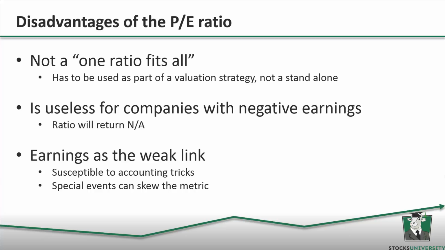The weak link of the PE ratio is the earnings. Earnings are sometimes manipulated by companies. Accounting methods and gimmicks can make a company's earnings look prettier than they are. Sometimes, a company has a bad earnings quarter because of a one-time event like a fine, which causes the PE ratio to skyrocket, while the company's business or long-term earnings power hasn't really changed.